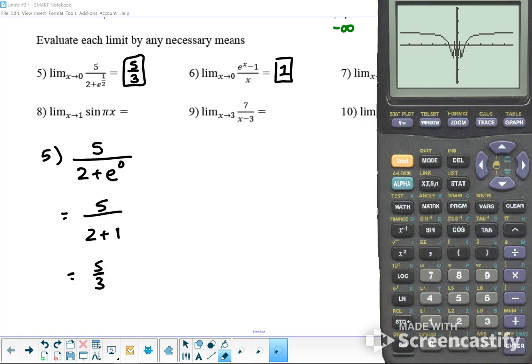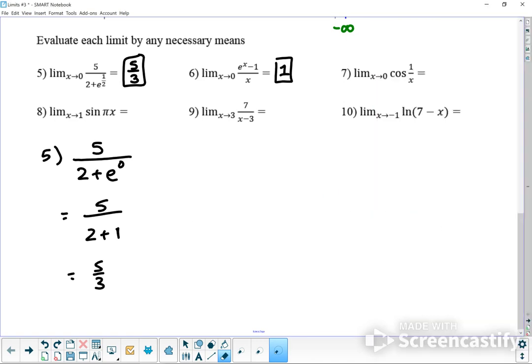So I'm just going to go ahead and say, you know what, this right here, it's going to be no limit, or the limit doesn't exist because it's going to oscillate back and forth. If I go on the table, I'll get the same exact values. It'll get some numbers above and some numbers below, some numbers above and below, because it's going to oscillate. It's going to go back and forth. So this one, from each side, your limit is going to be back and forth. So I'm going to go ahead and say the limit does not exist.